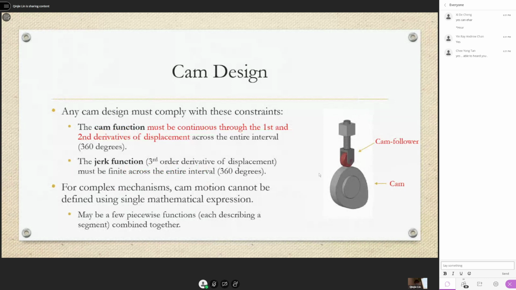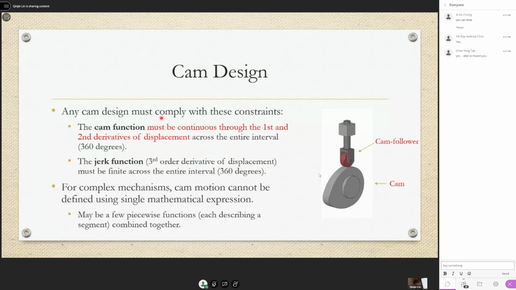So we come into cam design first. Any cam design must comply with these constraints. Cam function must be continuous through the first and second derivatives of displacement across the entire interval. So this is the requirement for a cam design. This is the cam, and then this is the follower. This thing is called a follower because it follows the motion of the cam.